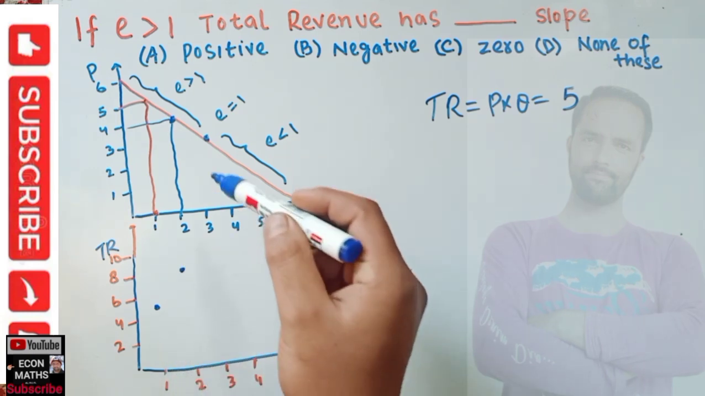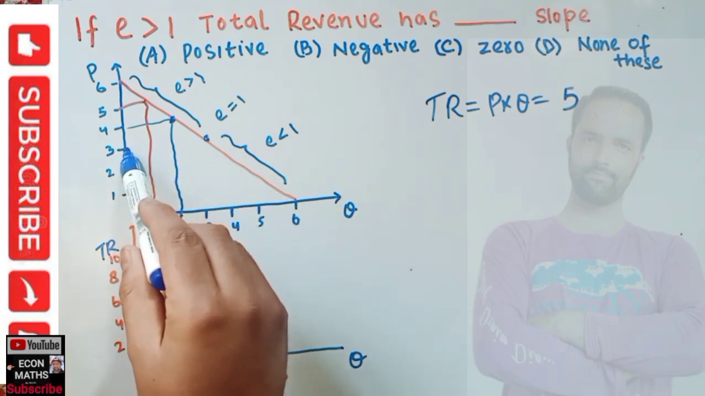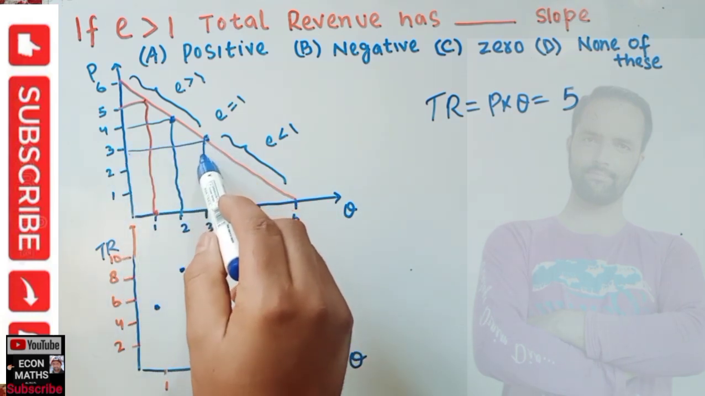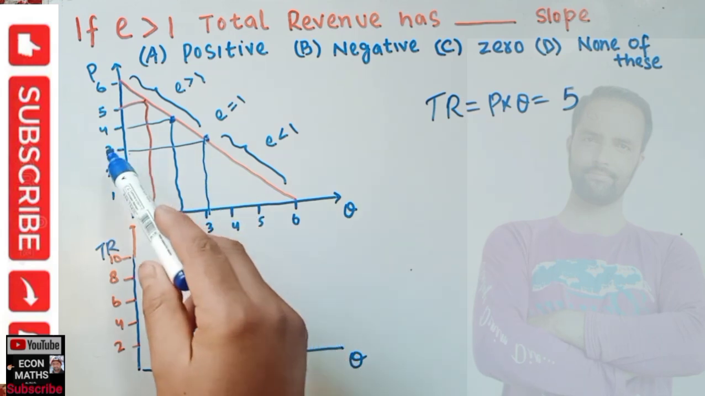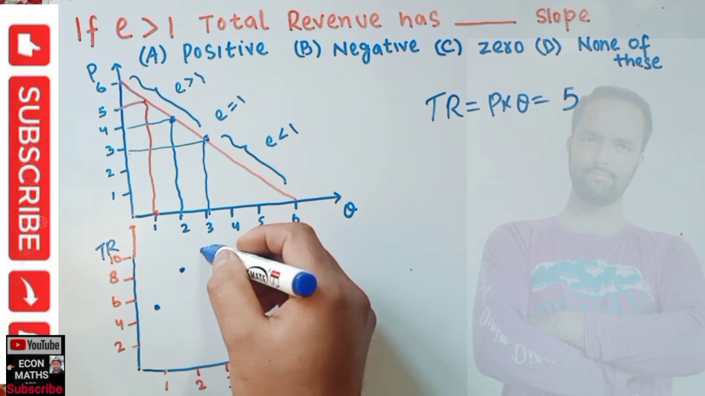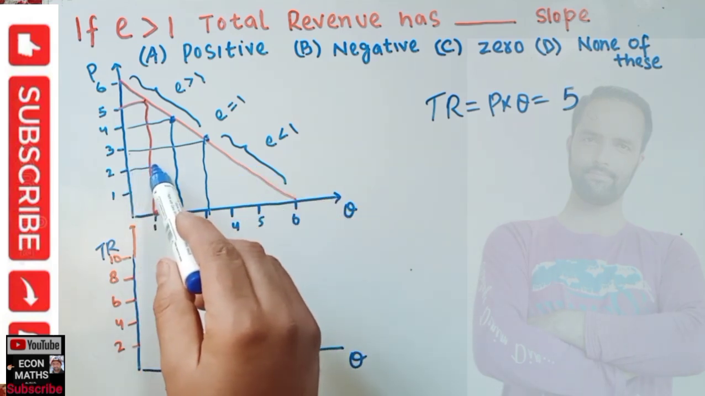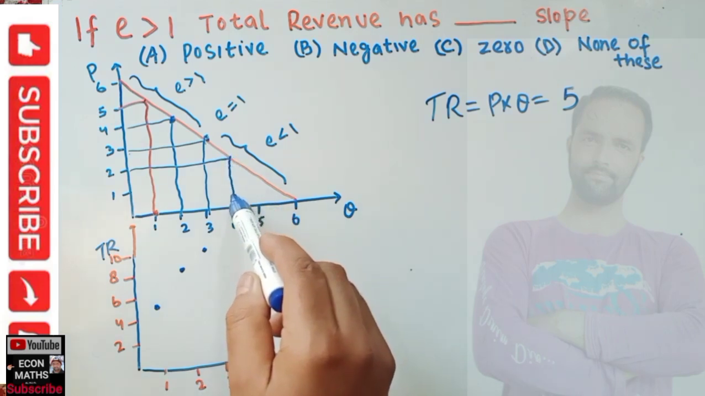Now what is the elasticity when price falls? When price falls to 3, quantity demanded increases to 3. What is the total revenue here? 3 threes are 9, so we will have this point here. And when price falls to 2, quantity demanded increases to 4.